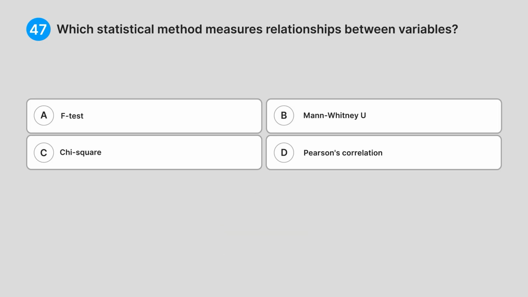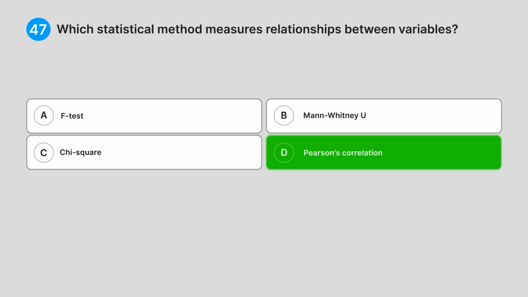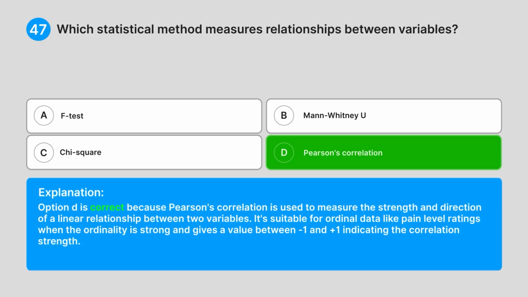Correct answer, D. Pearson's correlation. Explanation: option D is correct because Pearson's correlation is used to measure the strength and direction of a linear relationship between two variables. It's suitable for ordinal data, like pain level ratings, when the ordinality is strong, and gives a value between -1 and +1, indicating the correlation strength.